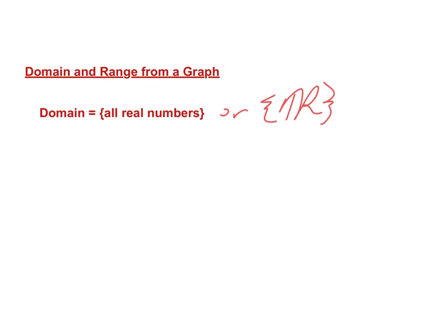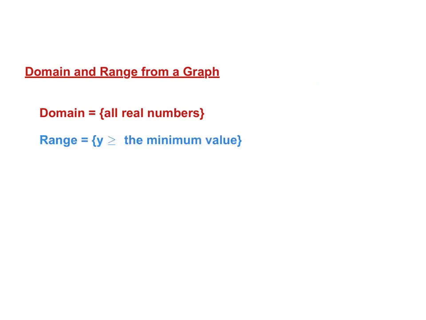For the range, I'm going to flip back to the other slide and we're going to talk about it a little bit. So it looks like you either have the range greater than or equal to the minimum value. Y is greater than or equal to that minimum value. And again, remember that minimum value is the y coordinate of the vertex. This is true for when the parabola opens up, which means A is positive. Or we have a maximum. Your range for your quadratics is going to be one of these two. And here's how you tell the difference.